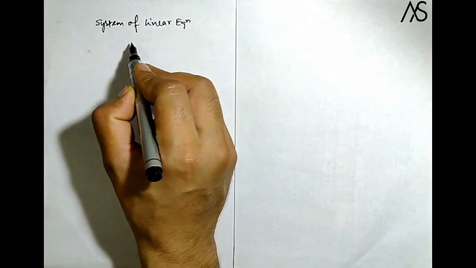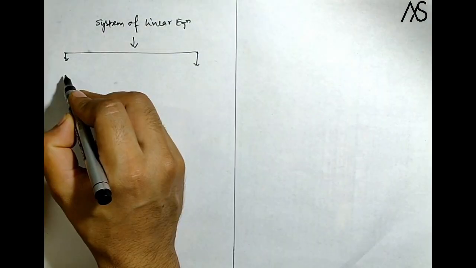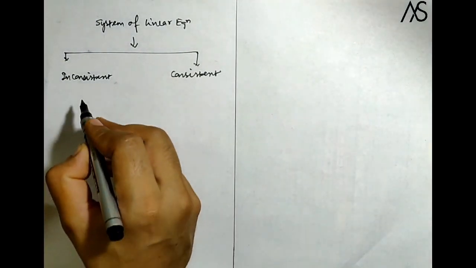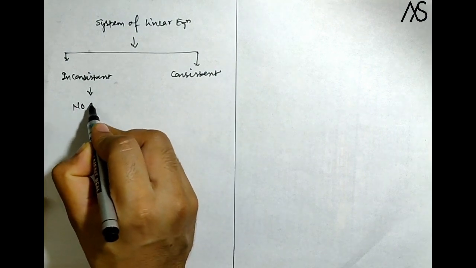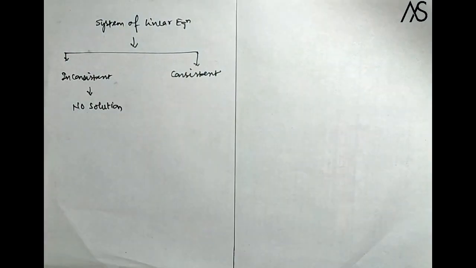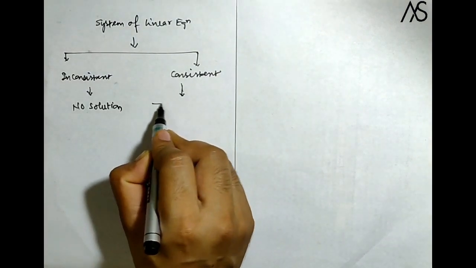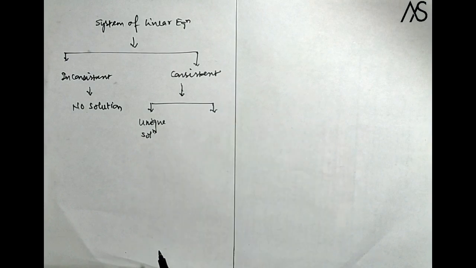The system of linear equations. If we have a system of linear equations, then the system may be inconsistent or consistent. If the system is inconsistent, it means it has no solution. If the system is consistent, then it means a unique solution or an infinite number of solutions.